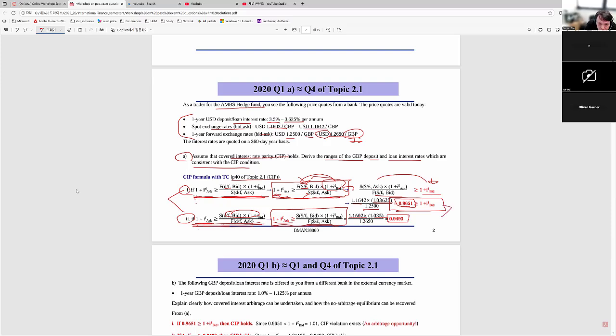So 1 plus the pound ask rate is greater than or equal to 0.9693. These two are CIP conditions, and we just got the range of the pound bid rate and the pound ask rate. Do you have any questions?